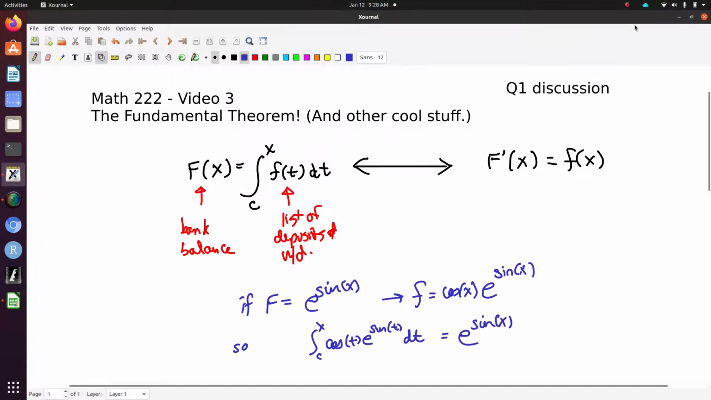So we can do some pretty ridiculous looking things. Let's say capital F is e to the sine of x. That means lowercase f would be cosine x e to the sine of x. So if we wanted to take the derivative of some disgusting mess inside the integral, sometimes we're lucky enough and we can reverse engineer the function that it came from. If you just randomly put stuff inside an integral, you're not very likely to be able to take it out.